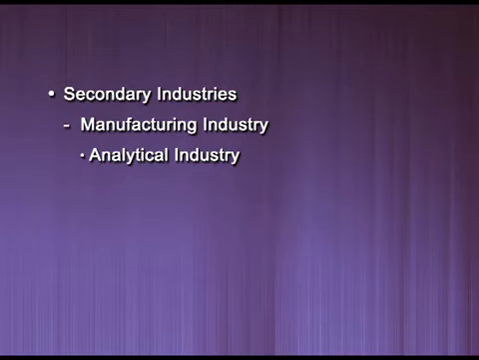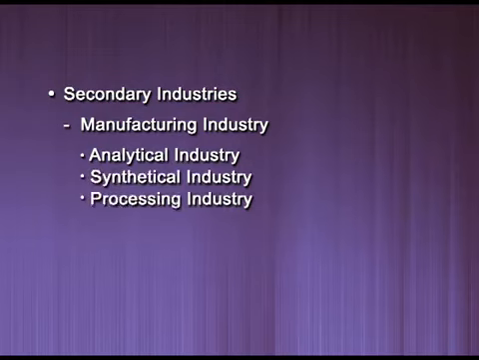First is analytical industry, second is synthetical industry, third is processing industry and fourth is assembling industry. Now, let us understand the meaning of these one by one. First is analytical industry. Under analytical industry, we break the raw material into various kinds of products. For example, petroleum is divided into crude oil, petrol and other forms.